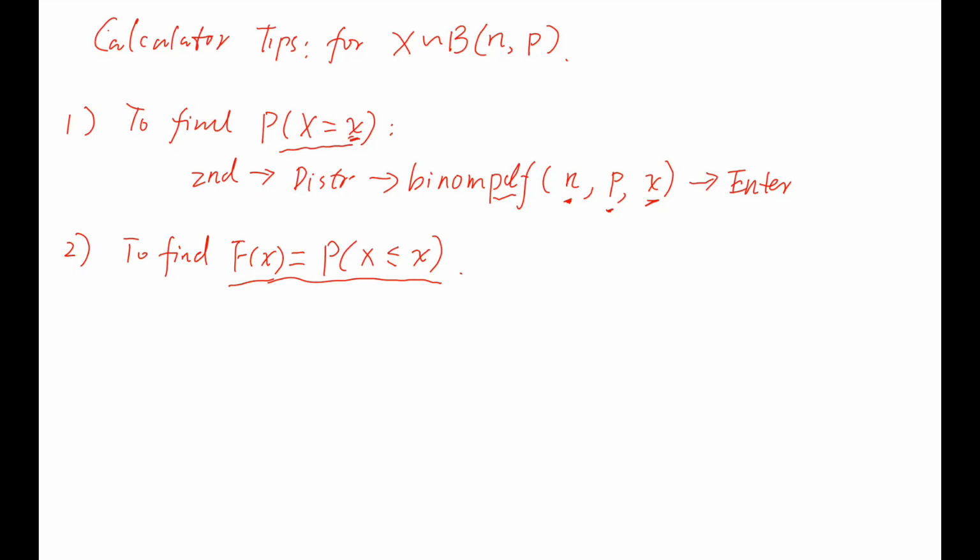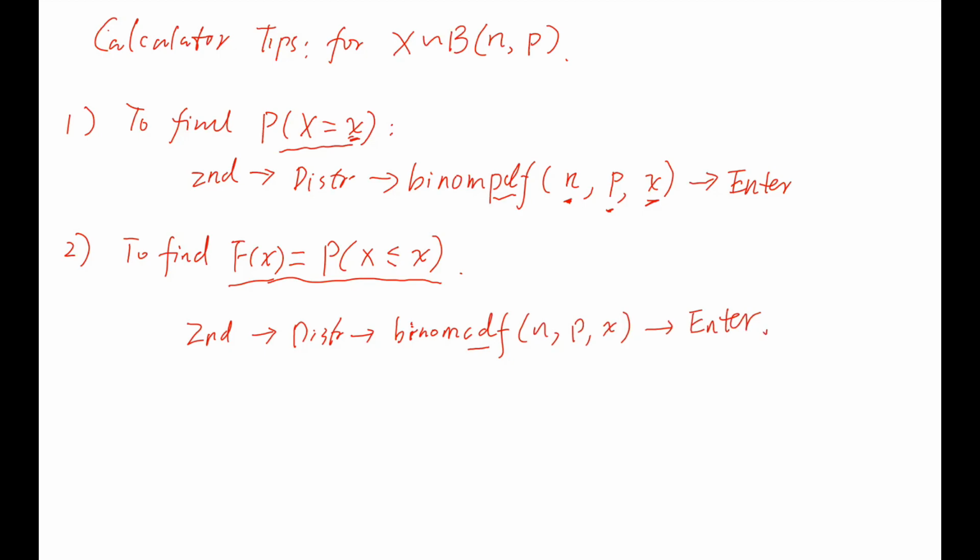So to find this one, we can also use this calculator similarly. Second, go to distr, go to here. Instead of binomPDF, we have binomCDF. Be careful here, it is a binomCDF. Again, N, P, x, and then you enter.